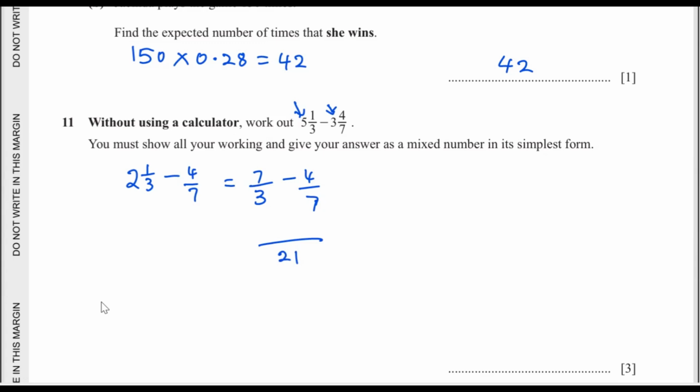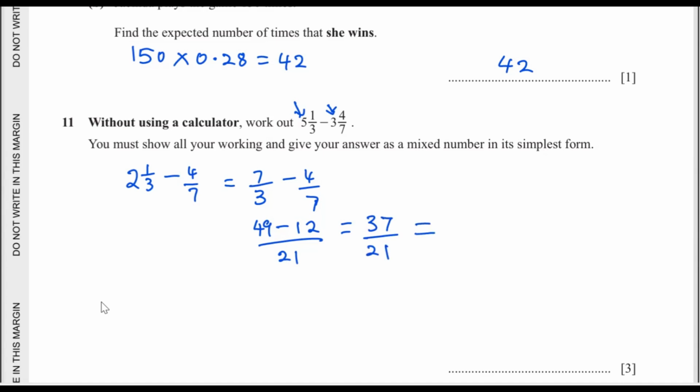If you divide 21 by 3, you get 7. 7 times 7, which is the numerator here, gives you 49. If you divide 21 by 7, you get 3. 3 times 4 will give us 12. Of course, we do 49 minus 12. This is going to give us 37 over 21.